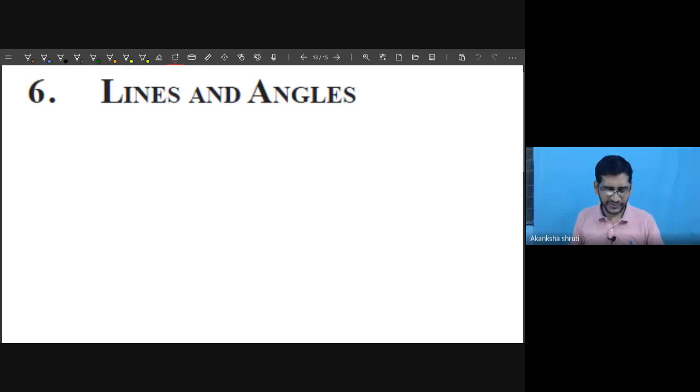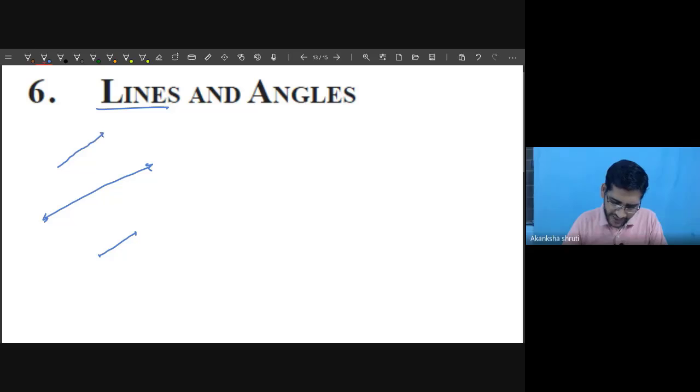A line, as we have observed, is a collection of points that may be straight or curved, but here we are interested in the straight line. How to identify it? By putting the arrow. What is the length? It can be extended to infinity. But if we are taking a part of this, meaning no arrow at the ends, it is called a line segment. If there is only one arrow at one end, it is called a ray.